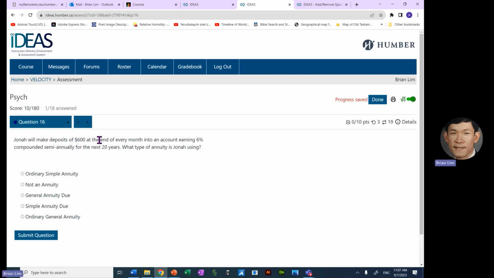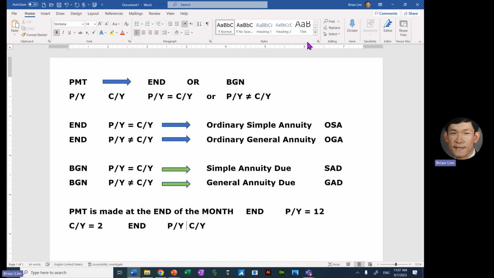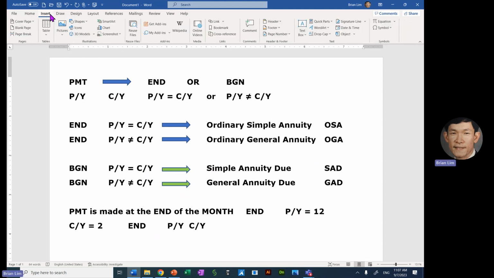Deposits are made at the end of every month. Compounding is semi-annually. So what does that tell us? Let's go back. Remember, payment is at the end, so it's end, and it is end of every month. Compounding is semi-annually, so CY would be 2. So in this case, we would have that PY is not equal to CY, correct? So there we are. Let's insert the symbol for not equal. So this is the combination. It's at the end, but PY is not equal to CY.